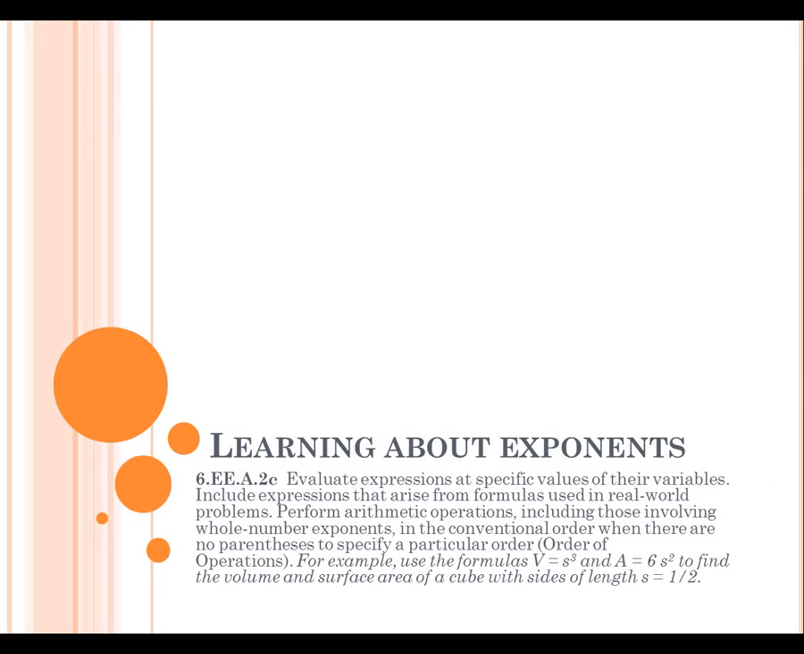The order of operations, for example, formulas V equals s cubed and A equals 6s squared to find the volume and the surface area of the cube with sides the length of s.